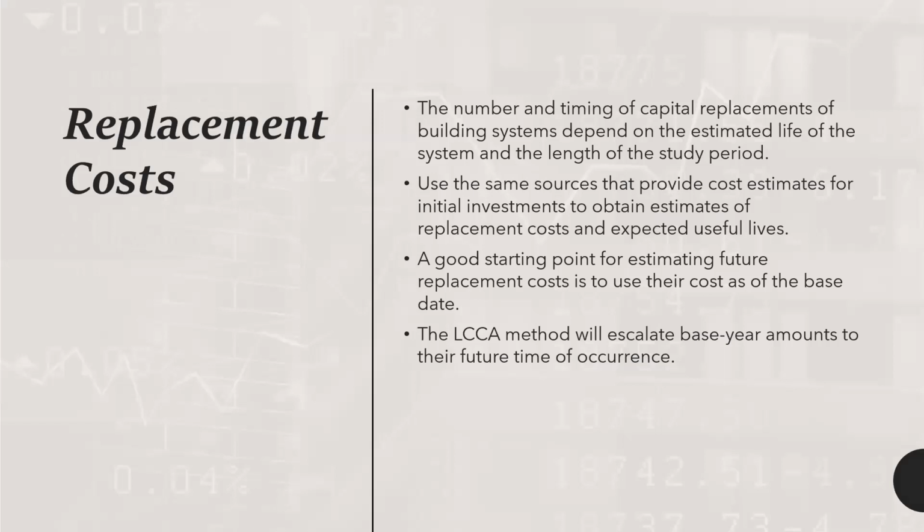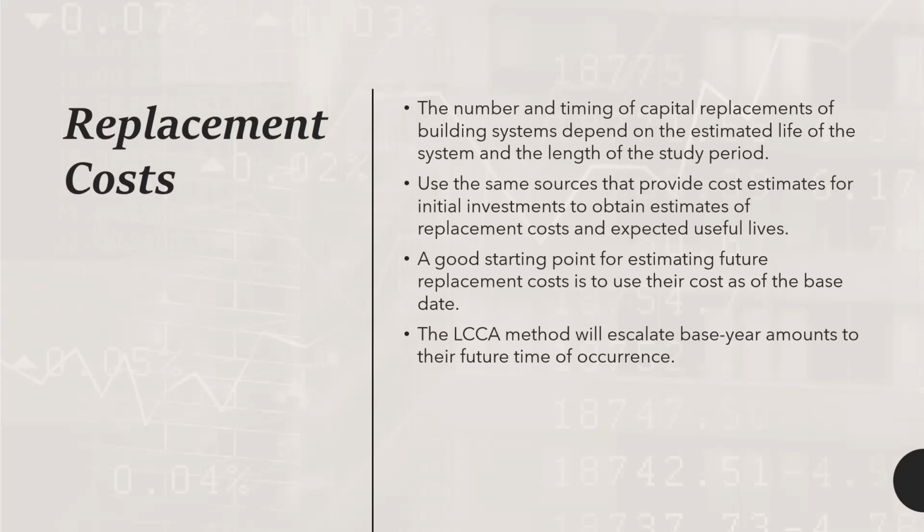Next, we have the replacement costs. In replacement costs, the number and timing of capital replacements of a building system depends on the estimated life of the system. So let's say if the building is estimated to last for 20 years, the replacements might be scheduled for a particular time period. Therefore, these replacement costs are purely based on the particular time span or the lifetime of the building system.